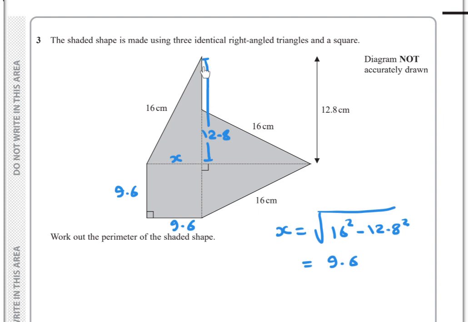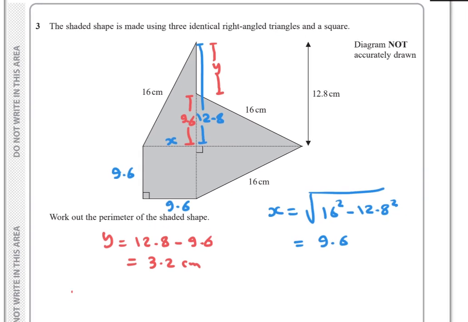Now to find this distance, we can call this distance y. To find y, we found that distance, which is x, 9.6. Now to find y, 12.8 minus 9.6. So y equals 12.8 minus 9.6 equals 3.2 centimeters.